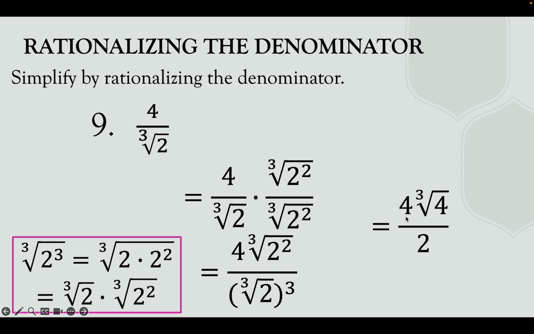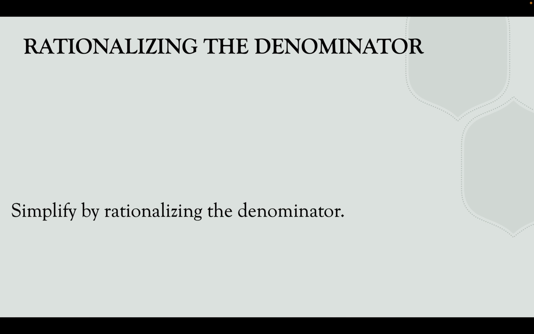Since we can reduce this one, their common factor is 2. So 4 divided by 2 is 2, and then 2 divided by 2 is 1. So we have 2 cube root of 4.